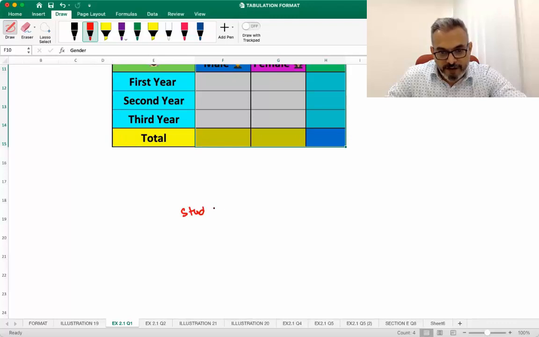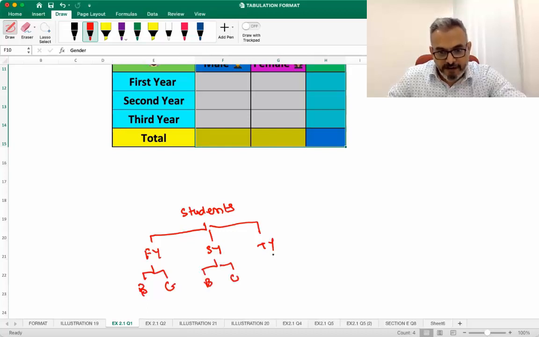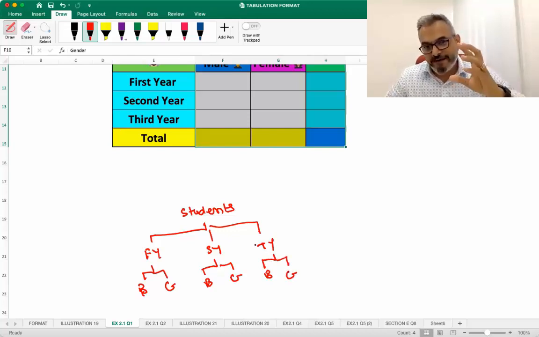So students are given. They are either in first year, second year or third year. Then what is given? They are either boys or girls. So gender, boys, girls. So this is the information we want to present in table.